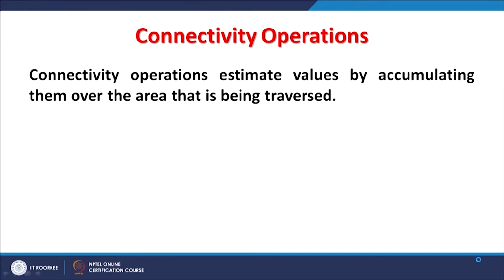So, here connectivity operations estimate values by accumulating them over the area that is being traversed. If I give an example here, like if I have to climb a mountain, then initially I might be going at a little higher speed, but when I have spent 1 hour, now it will take more time to travel the same distance. So, the tiredness is getting accumulated.